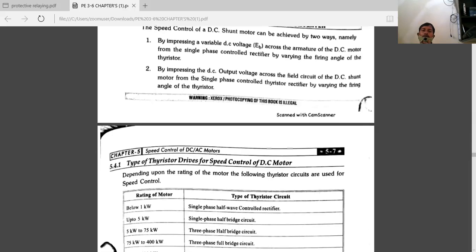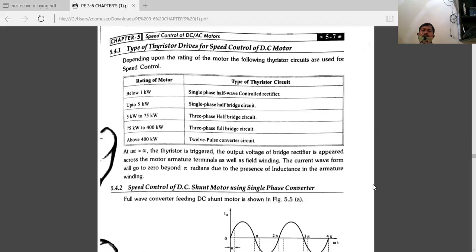Speed control of DC motor by using the converters. He gave the different types of motors and the type of converter used. Look at this one: below 1 kilowatt, up to 5 kilowatt, 75 kilowatt, 400 and above.